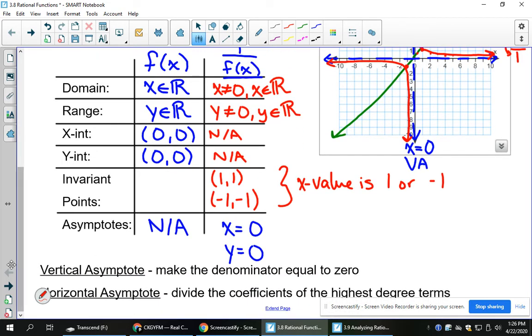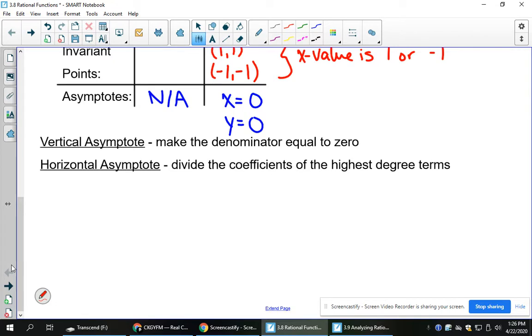Now, below this, we have vertical and horizontal asymptote shortcuts. The vertical asymptote is what makes the denominator equal to 0. This is what we've all worked with before as an NPV. So you find your non-permissible values of the denominator, and those become your vertical asymptotes. Horizontal asymptotes are a little bit different.